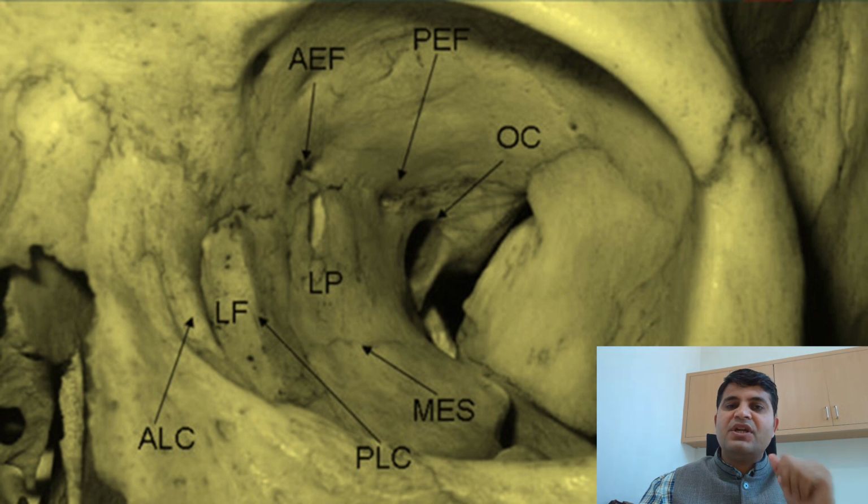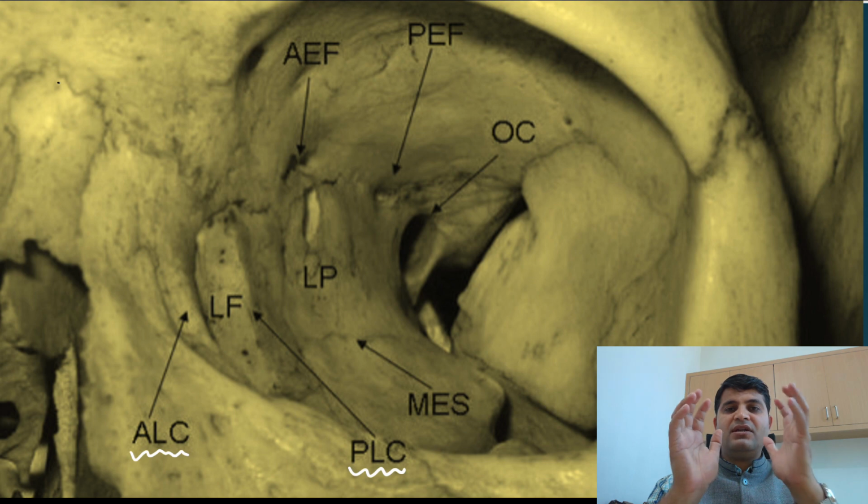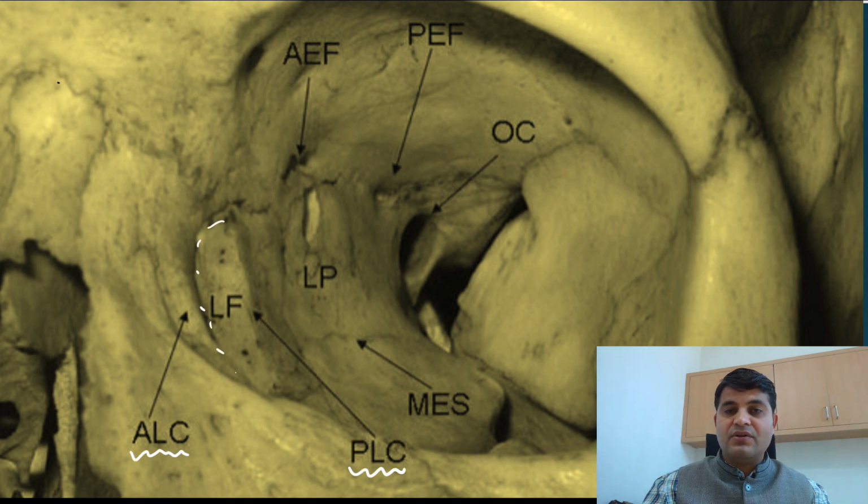When we see this medial wall of orbit, you can see very important structures here. We have anterior lacrimal crest. We have posterior lacrimal crest. In between anterior and posterior lacrimal crest, we have this lacrimal fossa, which is for lacrimal sac.